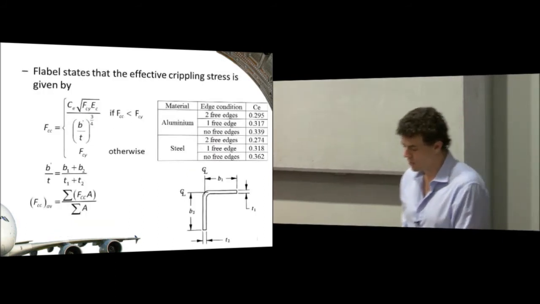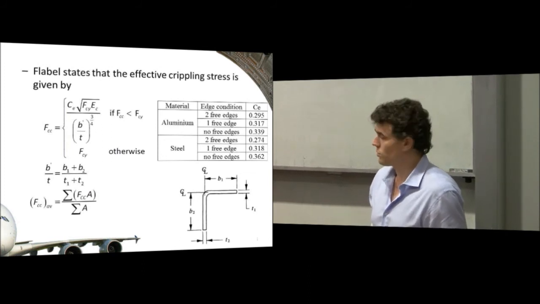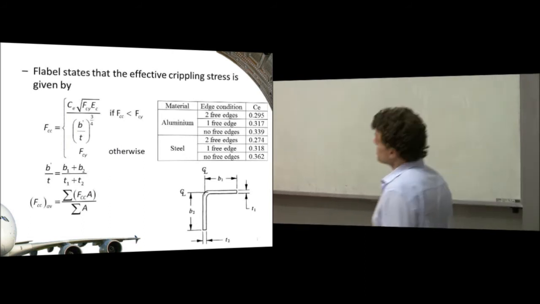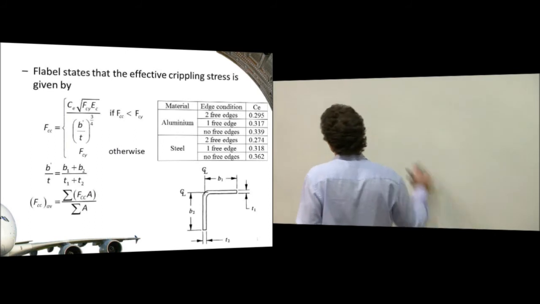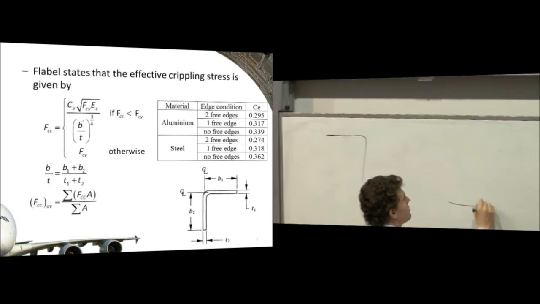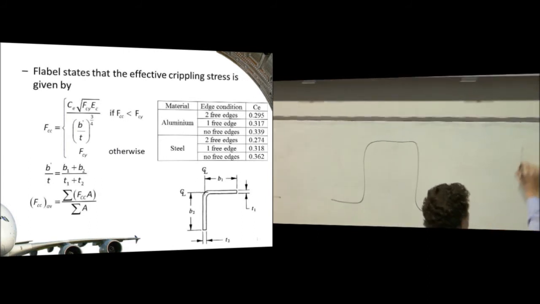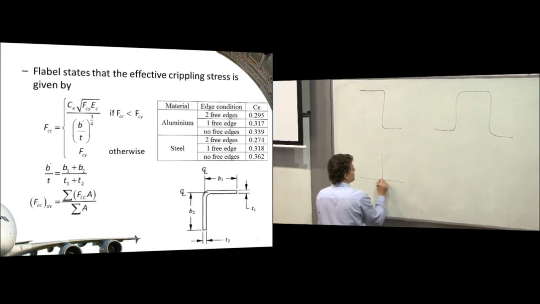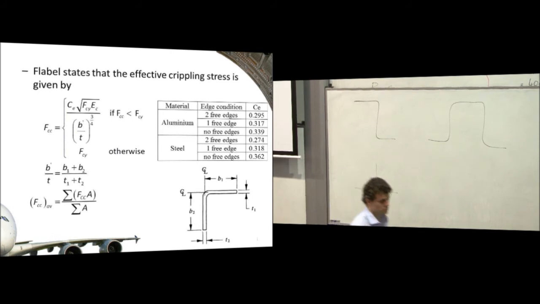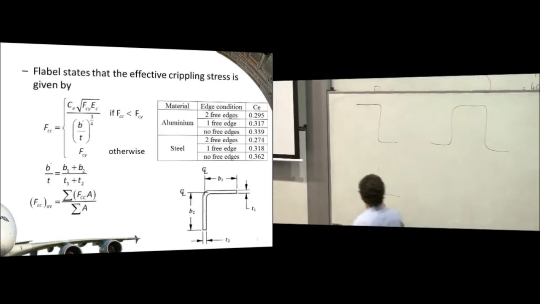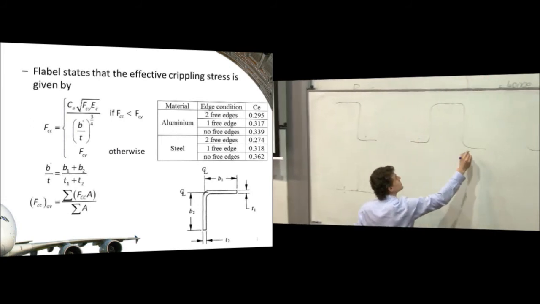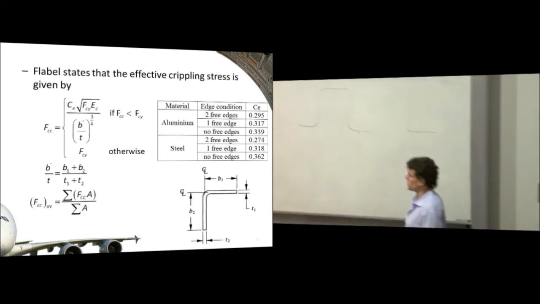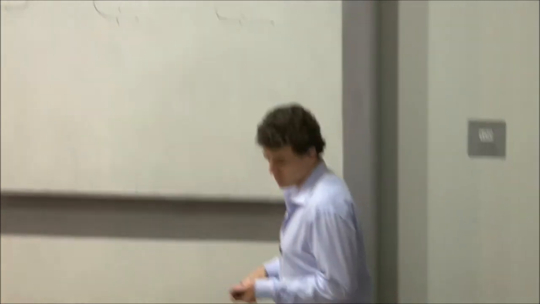And again, we have another empirical calculation from Flabel, and it looks fairly complicated, but I'll go through it step by step. It's based on breaking down a stiffener into corners for our calculation. So every stiffener can be broken down into corners. Well, these all have skin attached to them, but the crippling calculation just starts with a stiffener calculation. We don't worry about the skin to begin with.